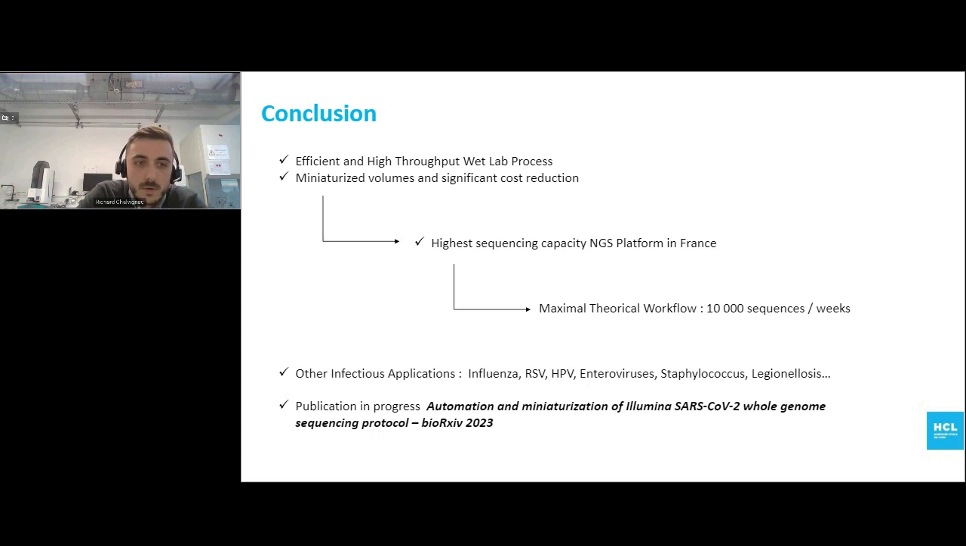So we can also apply this process to other infectious applications such as the monitoring of influenza virus, RSV, HPV viruses, enteroviruses too, and also to do some drug resistance testing with sequencing for Staphylococcus, legionellosis and other bacteria. We also have a publication linked to this work in progress, which is the automation and miniaturization of the Illumina SARS-CoV-2 whole genome sequencing protocol by the NGS GNP platform team.